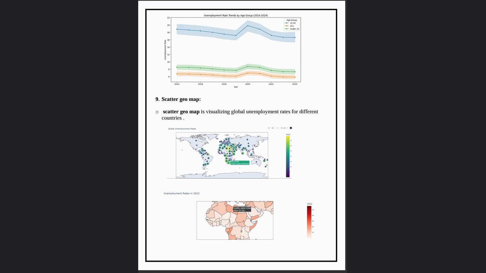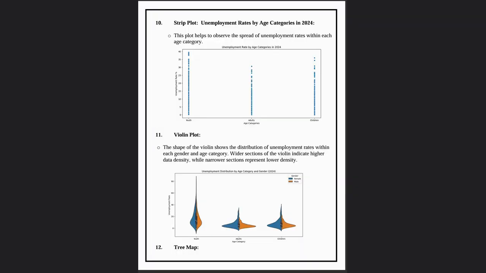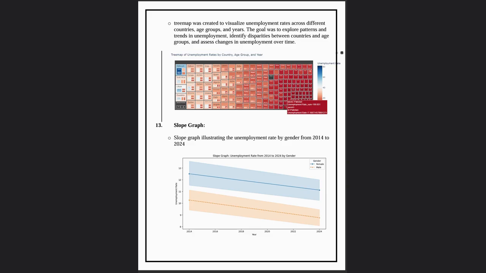After that, I plotted the scatter geomap. It helped us in visualizing global unemployment rates for different countries. I also plotted a strip plot to observe the spread of unemployment rate within each age category. This is the violin plot that shows how data is distributed. This tree map is used to visualize the unemployment rate across different countries, age groups, and years. The goal was to explore patterns and trends in unemployment.